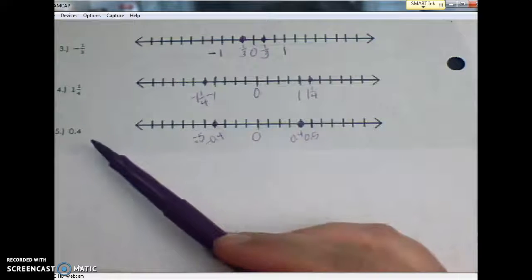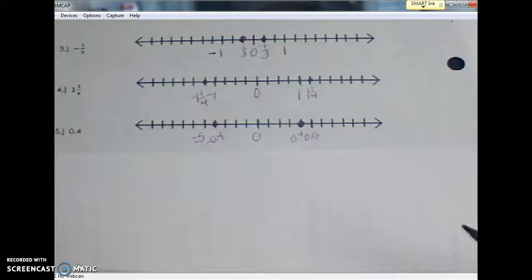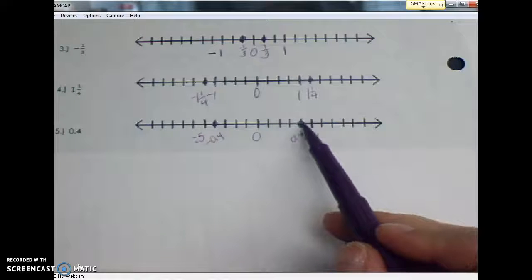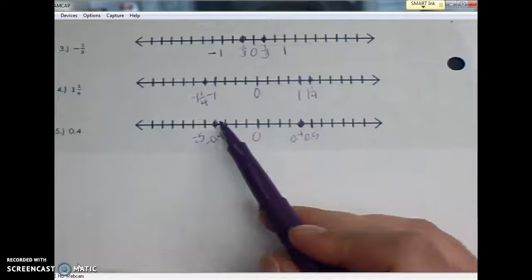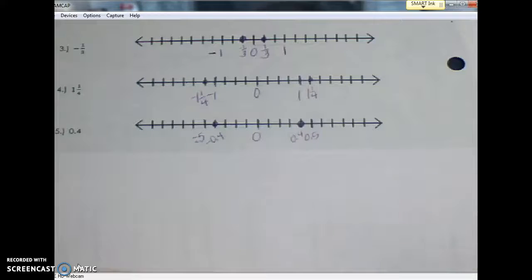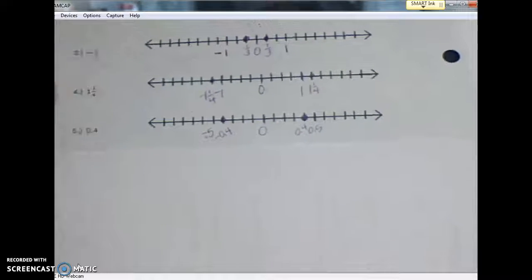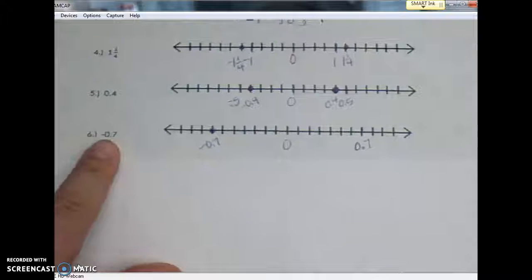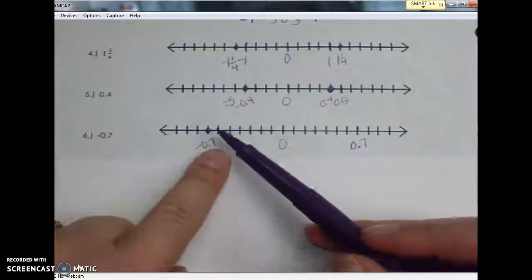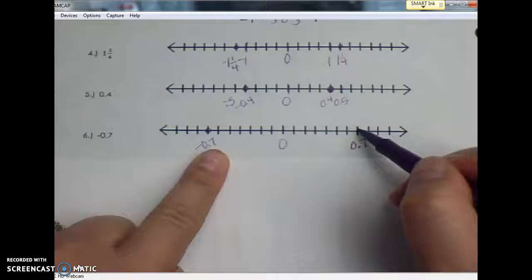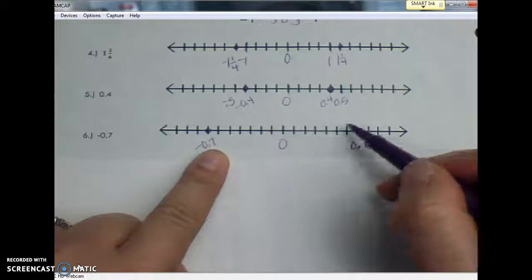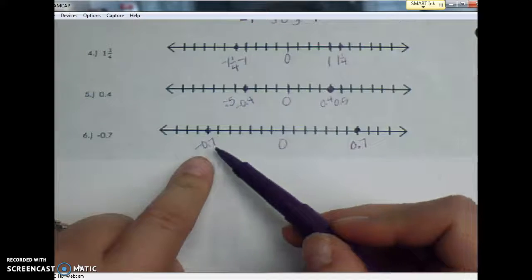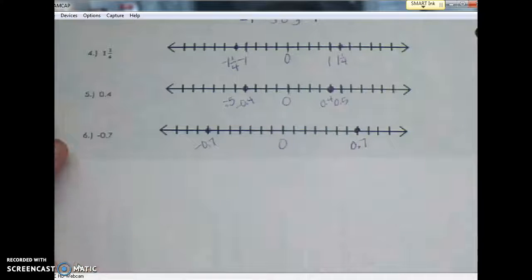So when I want to graph my 4 tenths, I've got 0 in the middle, 4 tenths positive to the right. My -4 tenths would be 4 spaces to the left. If I wanted to graph a -7 tenths, the opposite of that is going to be a +7 tenths. So I graph that at 7 to the right. -7 tenths, I would count 7 spaces to the left.